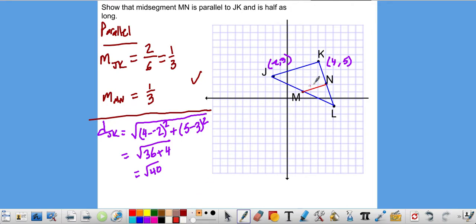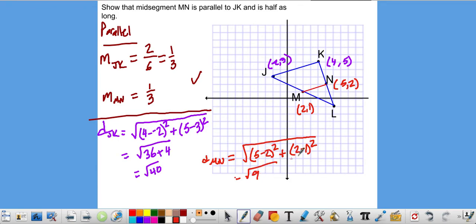And then if we want to find the length of MN, kind of running out of room, so I'm just going to go down here. We would label this as (5, 2), and this is (2, 1). So let's start with our x's, 5 minus 2 squared plus 2 minus 1 squared. 5 minus 2 squared is 3 squared, which is 9. 2 minus 1 squared is 1. And we get the square root of 10.